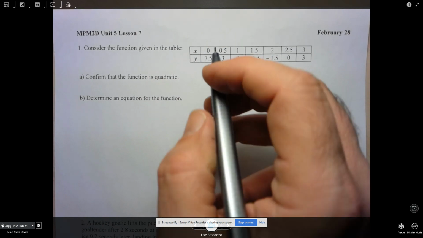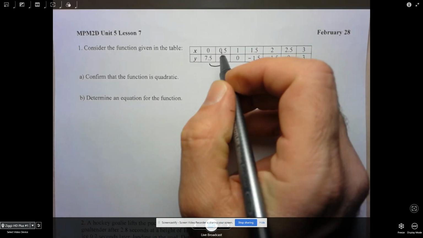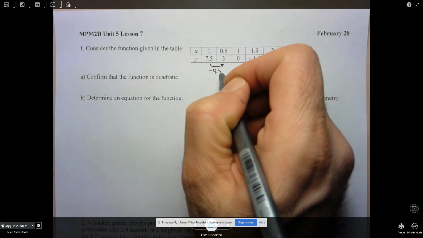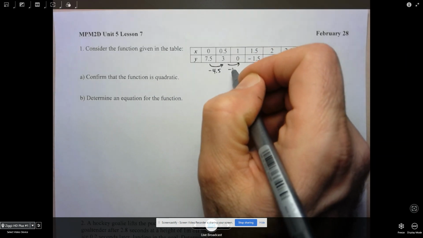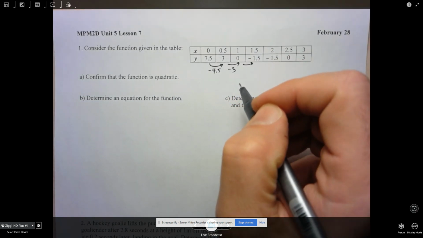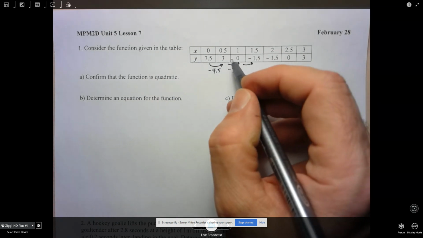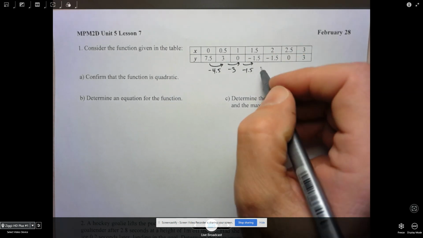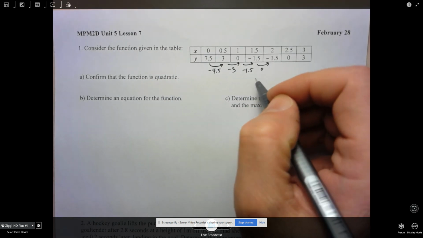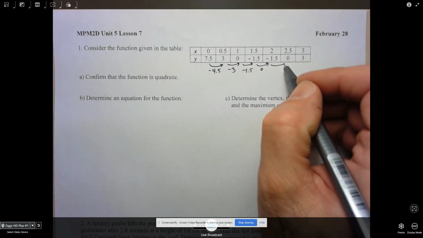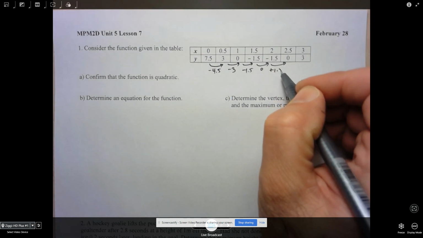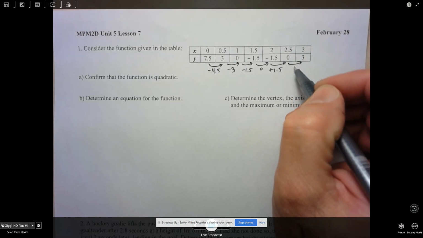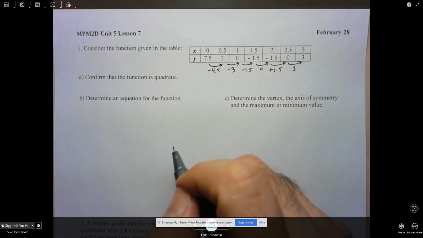So we're going to start by finding the first differences of these y values. Remember, always the second minus the first. So 3 minus 7.5 is negative 4.5. Then 0 minus 3 is negative 3. Then negative 1.5 minus 0 is negative 1.5. Negative 1.5 minus negative 1.5 is 0. Whether you add or subtract doesn't matter. Now here we see that things are starting to go up. Here we're going up by 1.5, and then we're going up by 3. Those are the first differences.